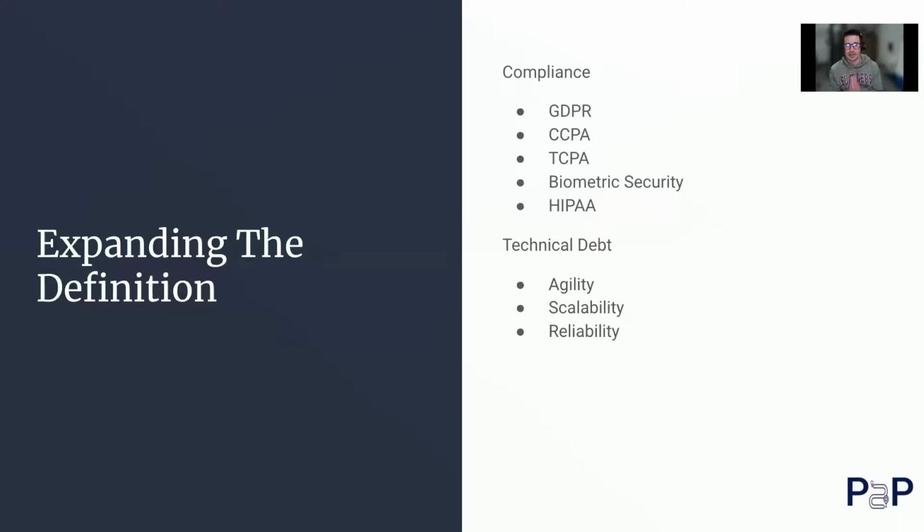right? And then lastly, we have technical debt. So this is one that I don't think people really think about either, right? You could have issues with agility, scalability, and reliability. And I'll give some examples, right?